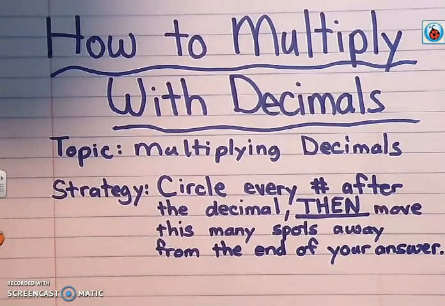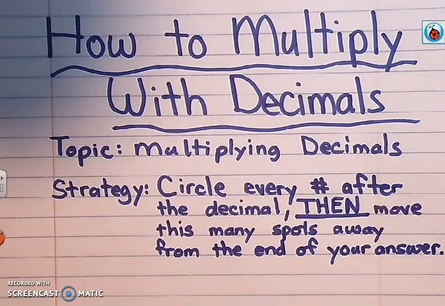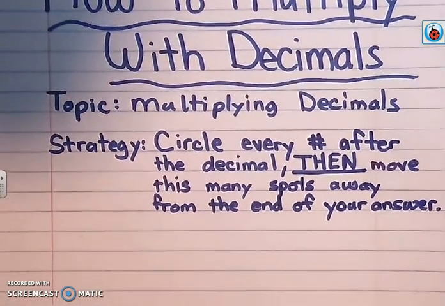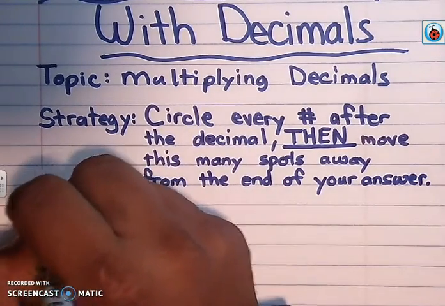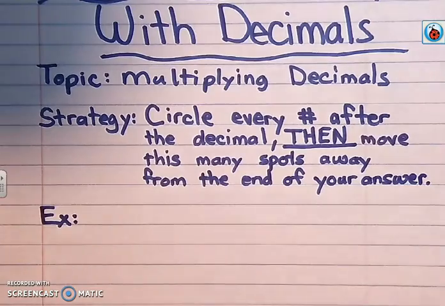So in a minute, we'll explain how this strategy works, so it's okay if you're confused right now. It's circle every number after the decimal, then move this many spots away from the end of your answer. It usually takes students about 2 examples to really understand what that strategy is trying to say. So here we'll look at one example.